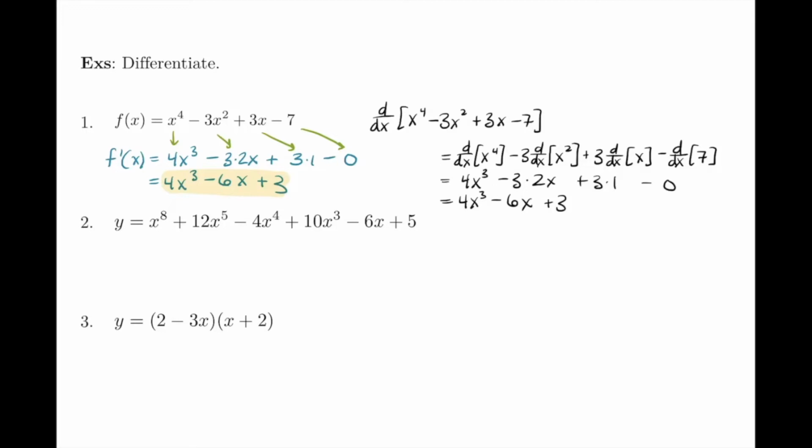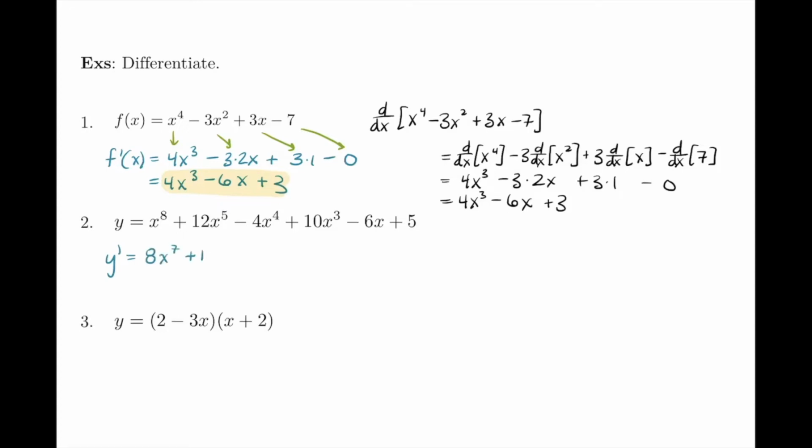So here we have a very long polynomial, y equals x to the eighth plus 12x to the fifth minus 4x to the fourth plus 10x cubed minus 6x plus 5. So what this rule says is that if we're going to find y prime, or dy dx, we'll differentiate each piece. Pause this video and see if you can find the derivative of this polynomial. The first term, x to the eighth, gives us 8x to the seventh.